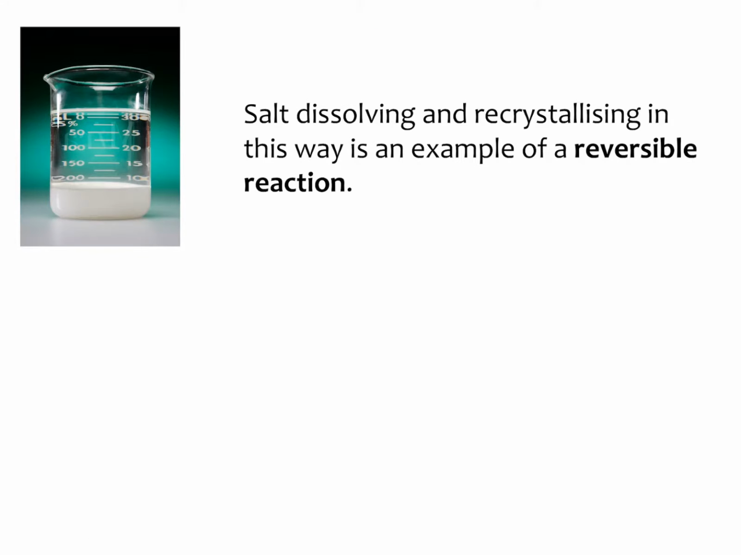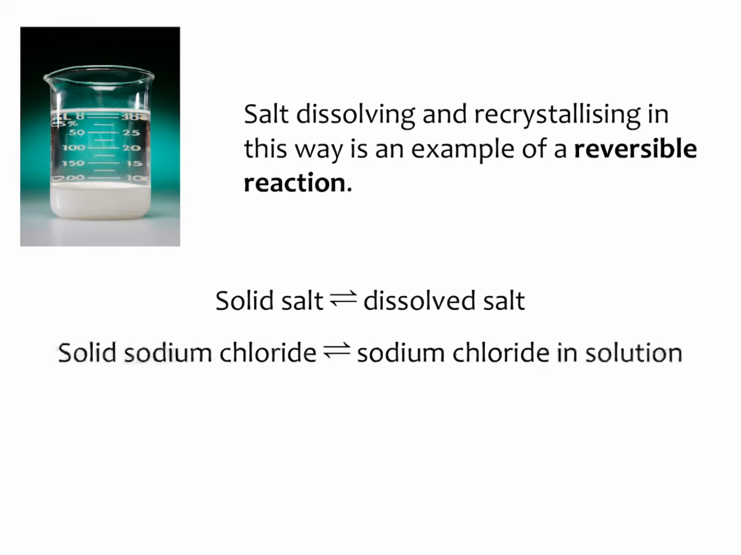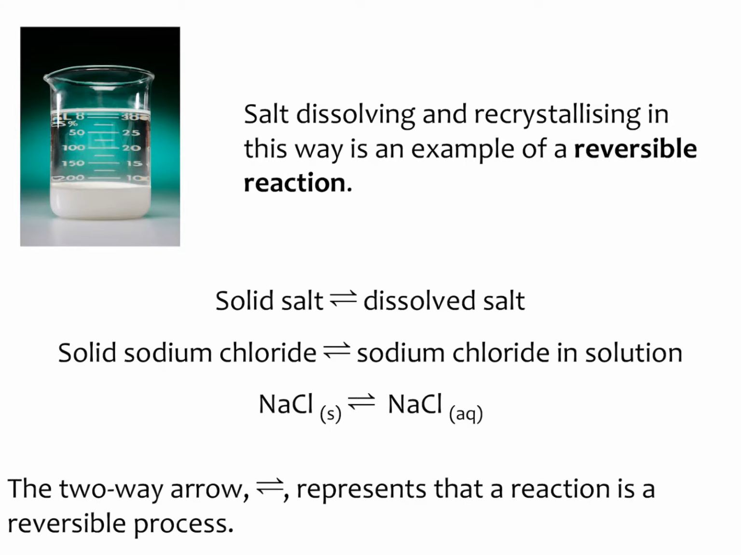So this salt dissolving and recrystallising process is an example of a reversible reaction. The solid salt is turning into dissolved salt, but the dissolved salt at the same time is turning into solid salt. And we can get progressively more chemical with this. We can say the solid sodium chloride is turning into sodium chloride in solution and back, or the NaCl solid is turning into NaCl aqueous and vice versa. Now you've probably seen this reversible arrow before. The two-way arrow, as shown, represents that the reaction is a reversible process. It can go forwards and backwards.